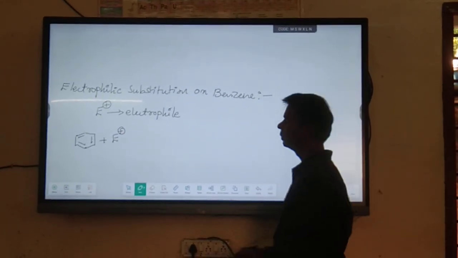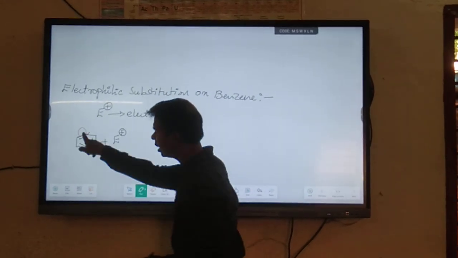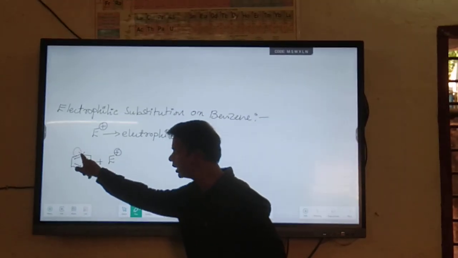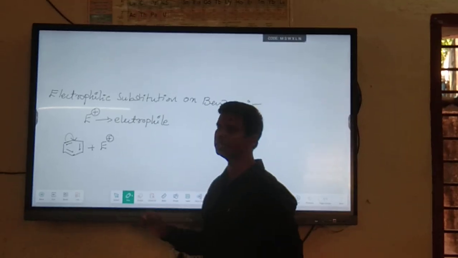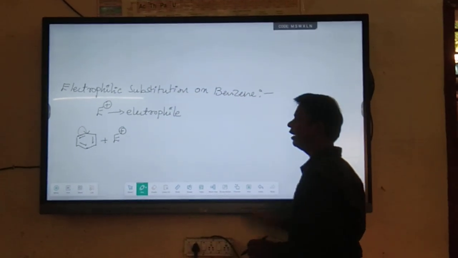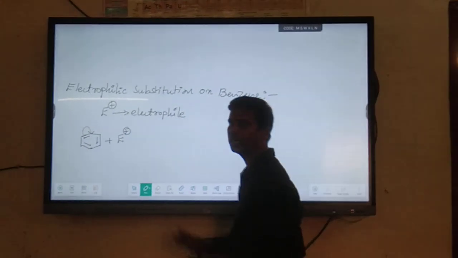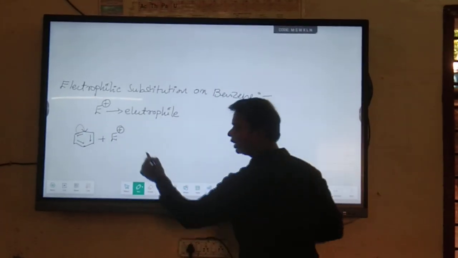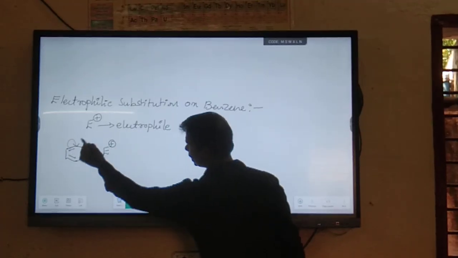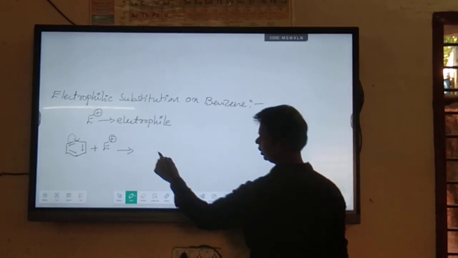Now the pi electrons move to this carbon. The carbon will get the negative charge. On that carbon, this electrophile can be substituted. How the electrophile is substituted on the benzene ring, we will see in the mechanism. For example, the electrophile is substituting on this carbon. So what is going to happen here? We will see.